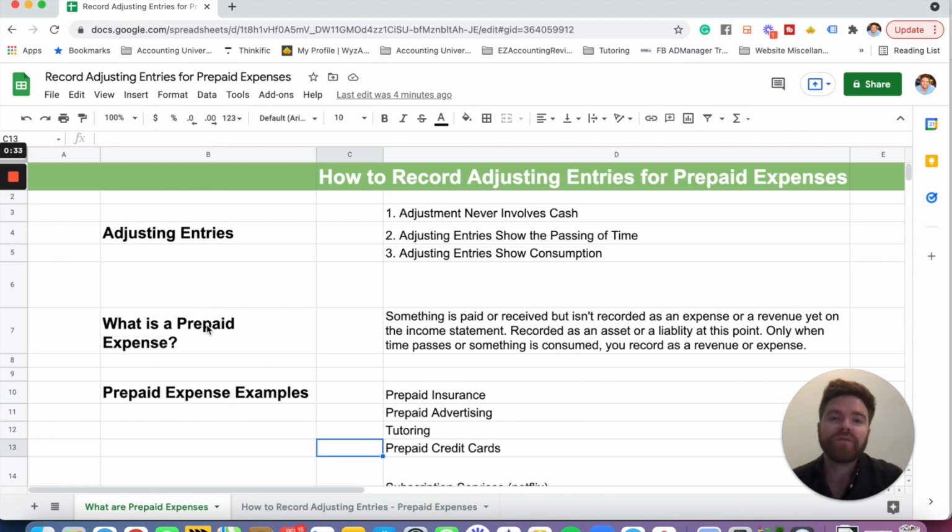Now, there are a few different types of adjusting entries for different types of accounts. Today, we're just talking about prepaid expenses, and it kind of sounds like what it is. It's a prepaid expense. It's something you pay for up front, prepaid. So it isn't recorded as an expense or a revenue yet on the income statement. It's recorded as an asset or a liability up front. Then when time passes or something is consumed, you record it as a revenue or expense. That's what a prepaid expense is. And those get adjusted, right, based on consumption or time passing.